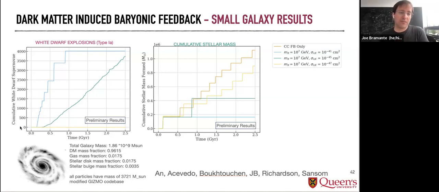What is going on with respect to number of white dwarf supernovae? So here we're seeing that at lowest dark matter cross-section, there's just no white dwarf supernovae because it's just not happening. At an intermediate cross-section, we're getting some white dwarf supernovae, preferentially towards the center of the galaxy, I should add. And then for the highest cross-section, we're just getting tons of these white dwarf supernovae going off very quickly.